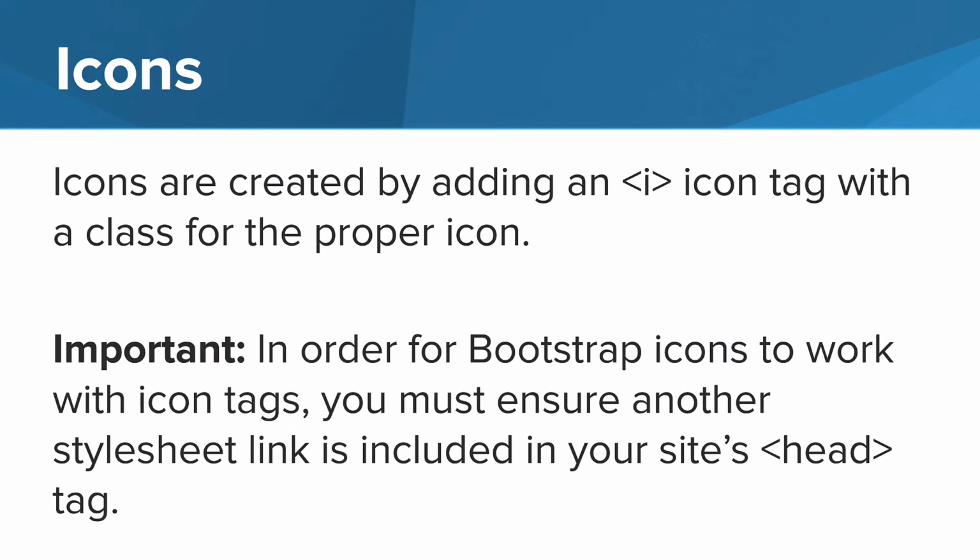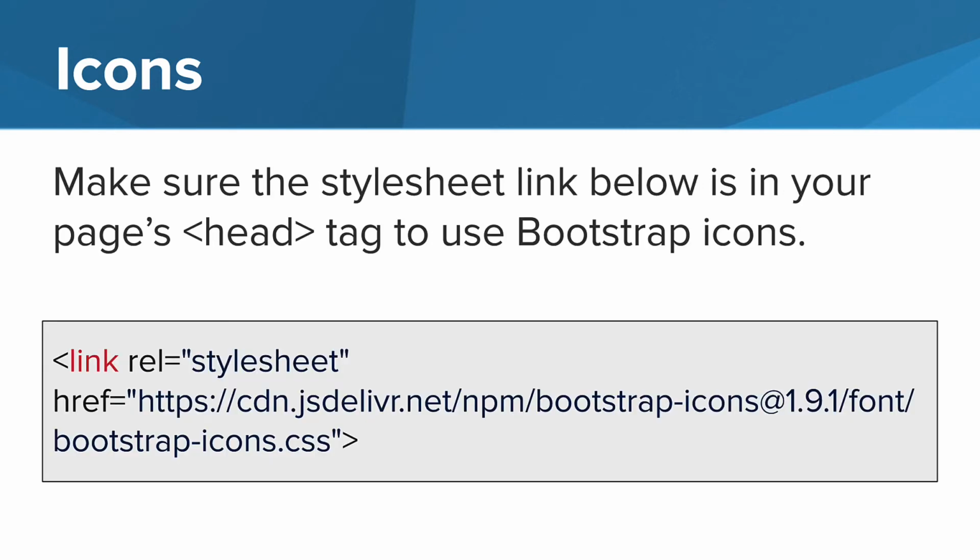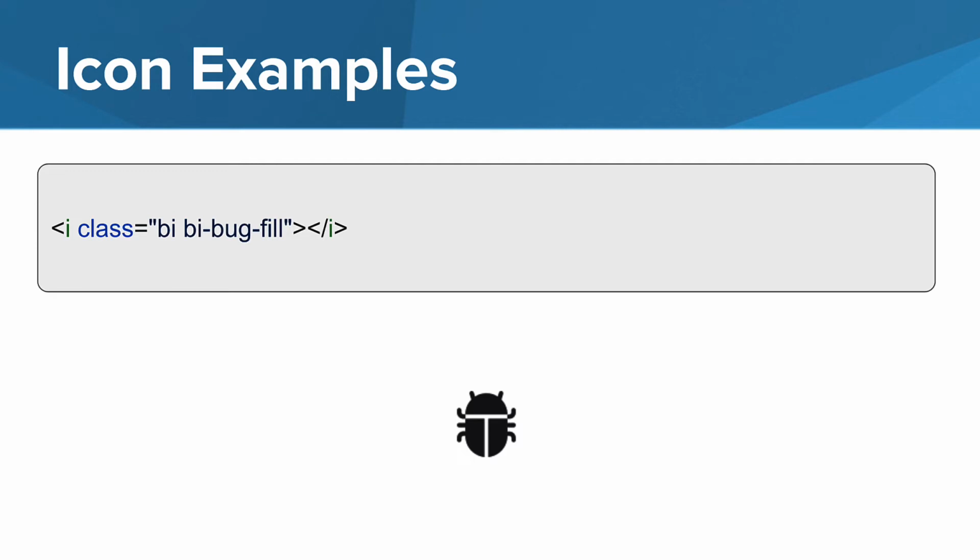Icons are created by adding an icon tag with a class for the proper icon. It's important to remember that in order for Bootstrap icons to work with icon tags, you must ensure another style sheet link is included in your site's head tag. So make sure that the style sheet link below is in your page's head tag to use Bootstrap icons. In this example, we use the i tag with a Bootstrap icon class of bi-bug-fill to display a filled bug icon on the web page. When using the i tag with icons, you must remember to close the tag.